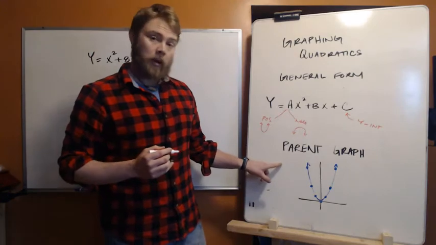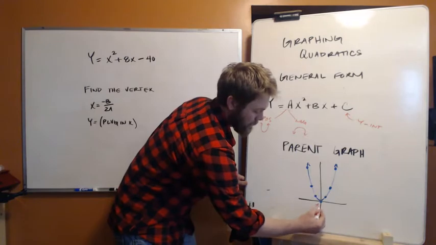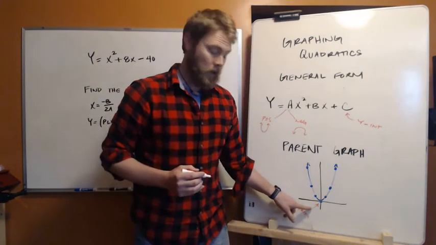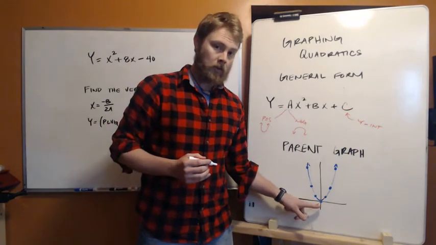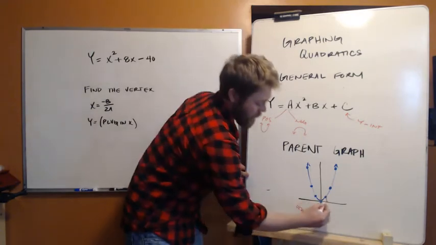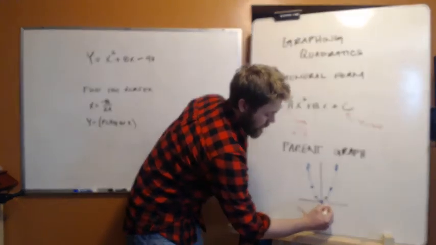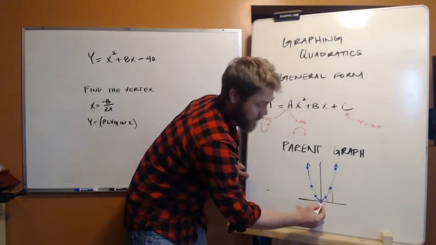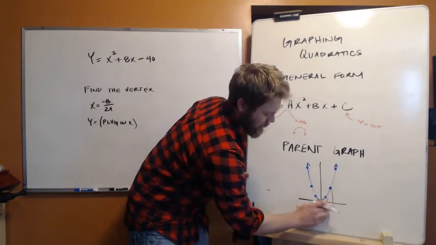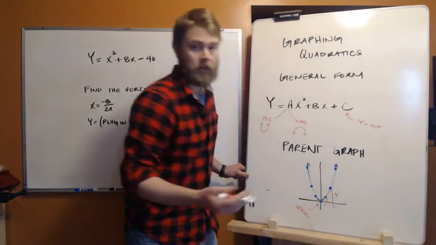Now, I also drew here the parent graph, and the vertex is this bottommost point where it turns direction. And when you go to graph this, you always find the vertex first, and then the next point to either side is over 1, up 1. The next point after that, if you went over 2, I'll put the 2 here. So over 1, up 1, over 2, up 4 because 2 squared.